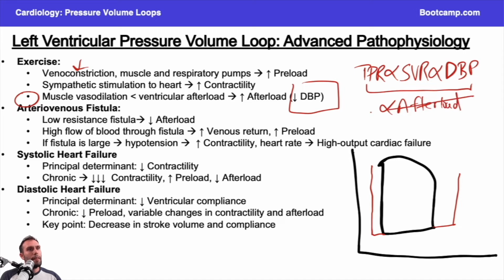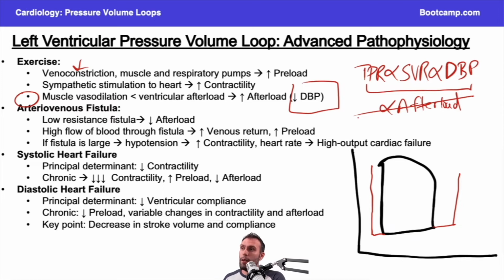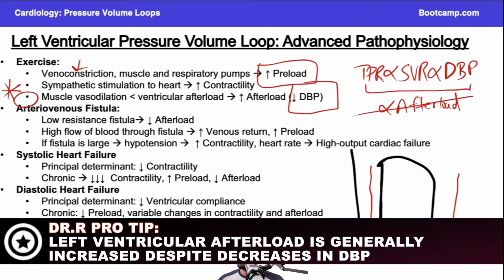But the thing that we're missing here is that we're talking about the left ventricle specifically. And the left ventricle's afterload is going to be affected by other factors as well. Primarily the fact that I have added more blood to the left ventricle and that I've dramatically increased the contractility because I'm exercising. My heart rate, my contractility, my cardiac output, all that goes up in exercise. And that also increases the afterload to a greater extent than what's happening out in the systemic circulation. So this is the one exception that's very tricky, very testable: in exercise, I actually have an increased afterload in the setting of a decreased diastolic blood pressure.